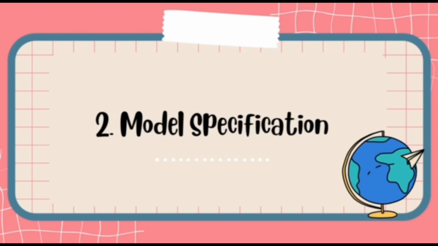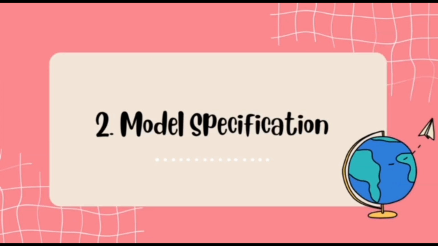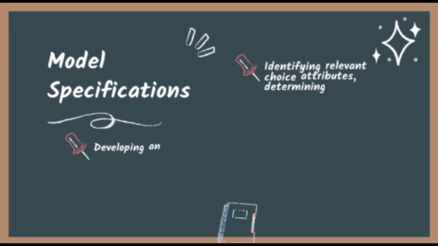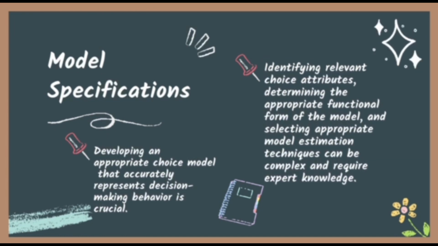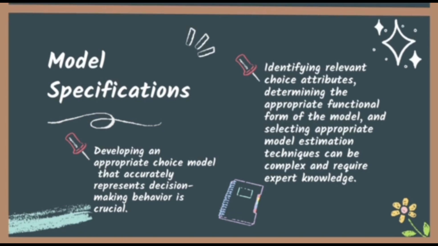Second is model specification. Model specification can be challenging. Developing an appropriate choice model that accurately represents decision-making behavior is crucial. Identifying relevant choice attributes, determining the appropriate functional form of the model, and selecting appropriate model estimation techniques can be complex and require expert knowledge.